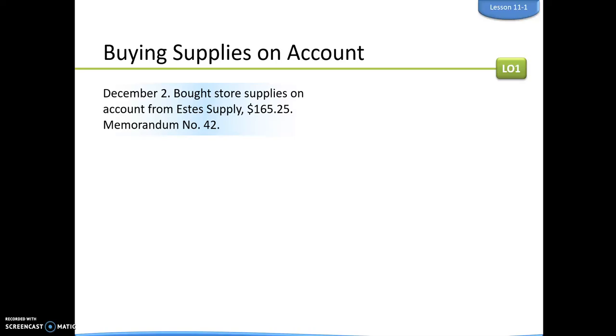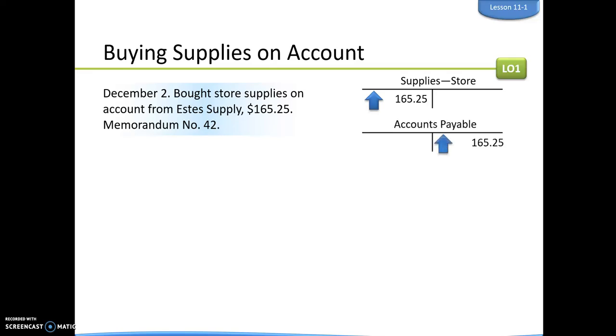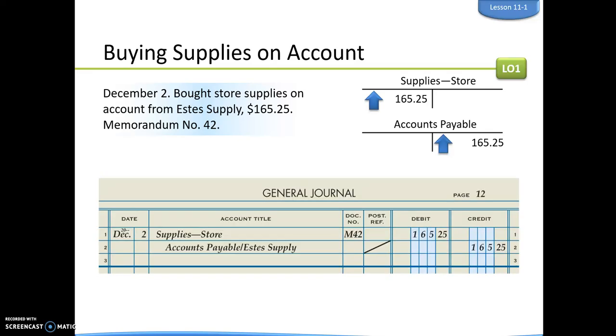December 2nd, bought store supplies on account from SD Supply, $165.25, memorandum number 42. Supplies store is an increase. Accounts payable is also an increase with a credit. And this is what it should look like on your general journal.